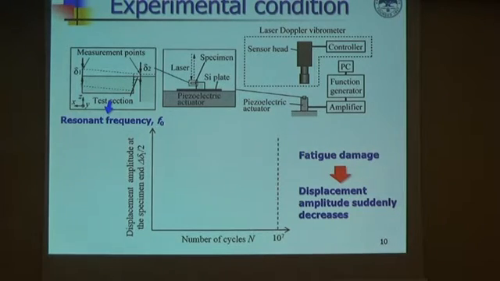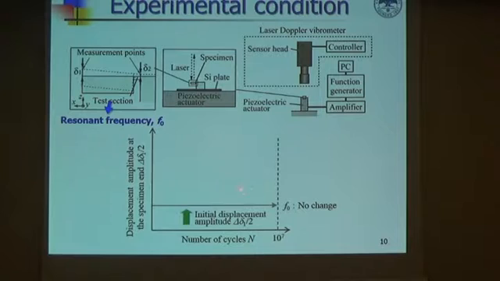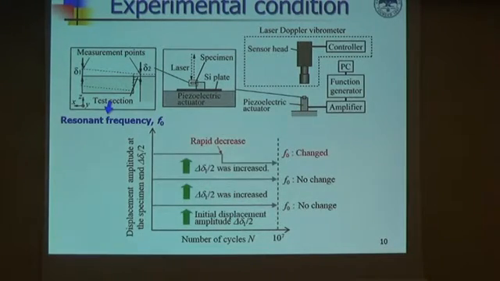So first, we applied a small displacement amplitude to the specimen up to 10 million cycles, and there is no change in the displacement amplitude. We increased the displacement amplitude, and the specimen was oscillated again. And during the experiment, if we found a rapid decrease in the displacement amplitude, we finished the experiment.